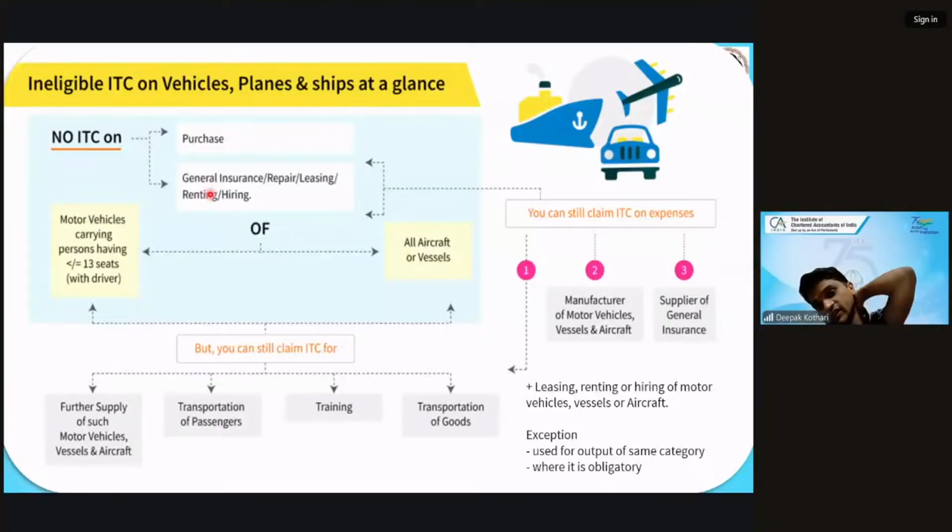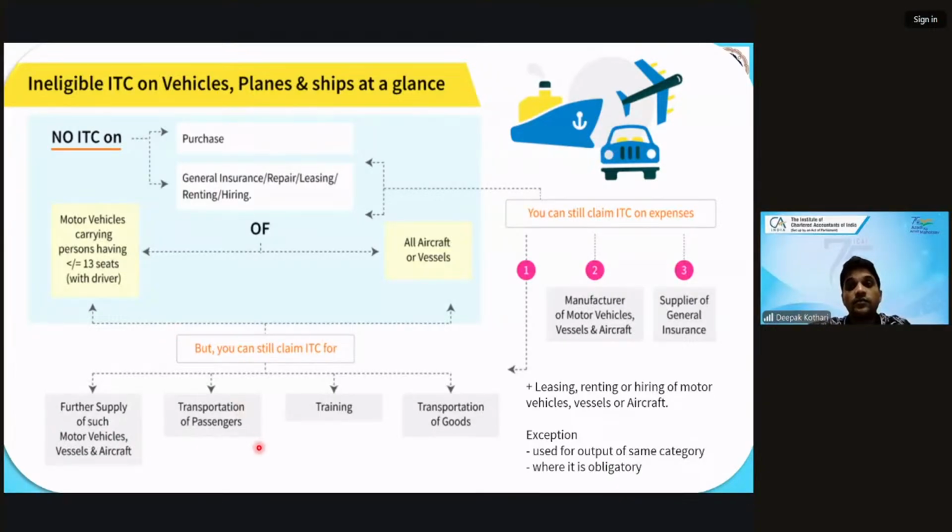And every year, the insurance, the repair charges, leasing, renting, or hiring that you pay, that is also not available. But you can still claim the ITC when you are doing it as a further supply of motor vehicles or vessels. So, a car showroom buys a car to sell it. Will they not be able to claim it? No, they can claim it because they are buying it for the trading activity.